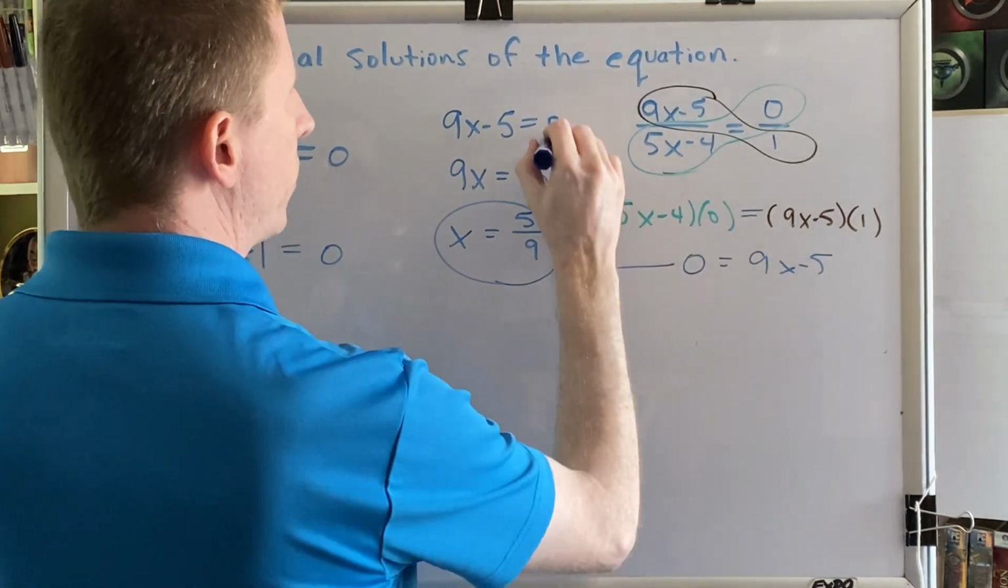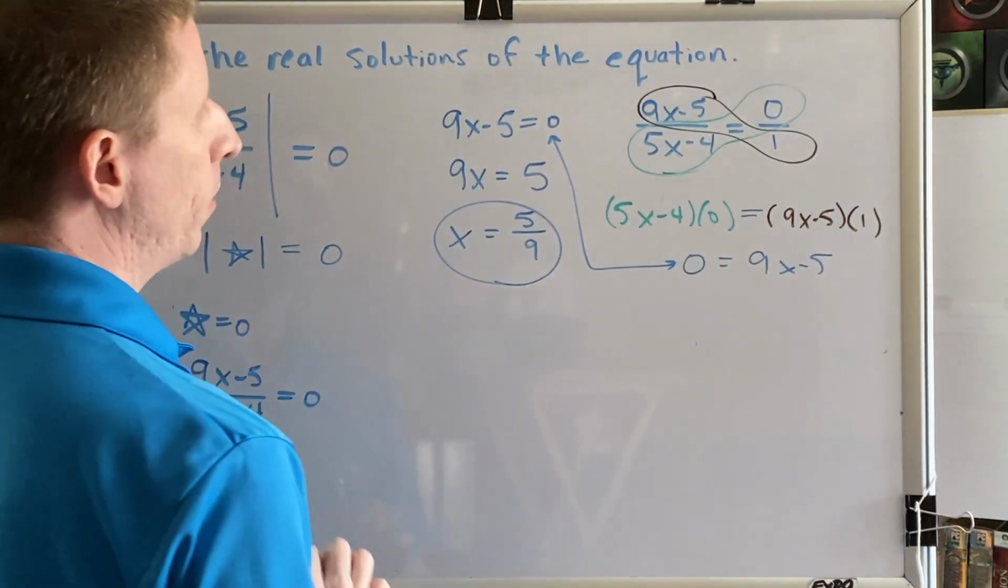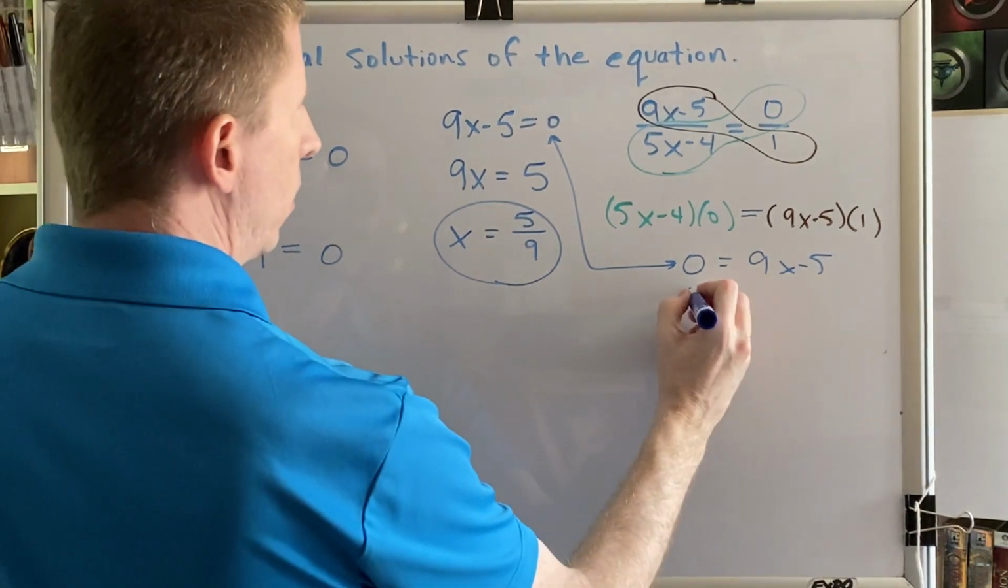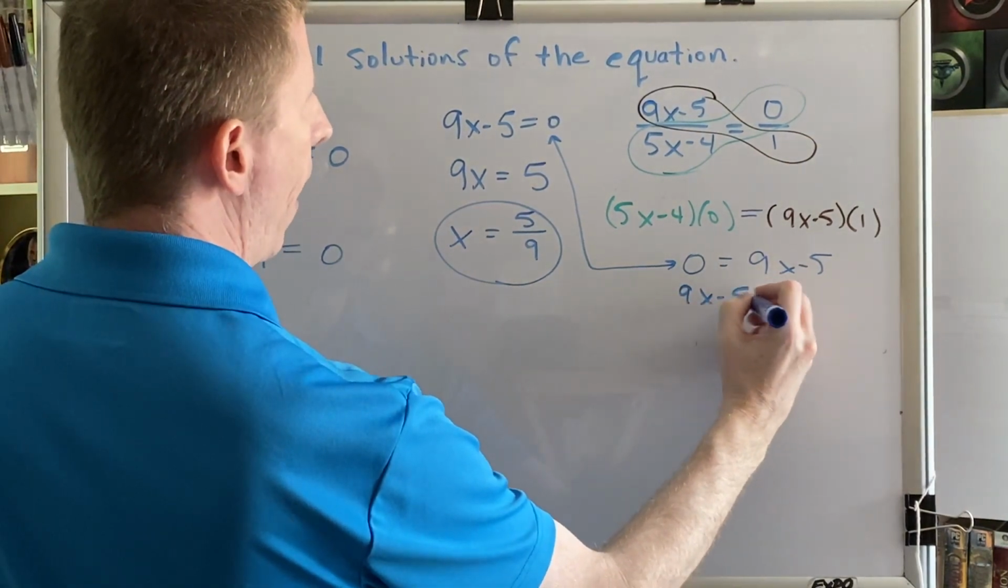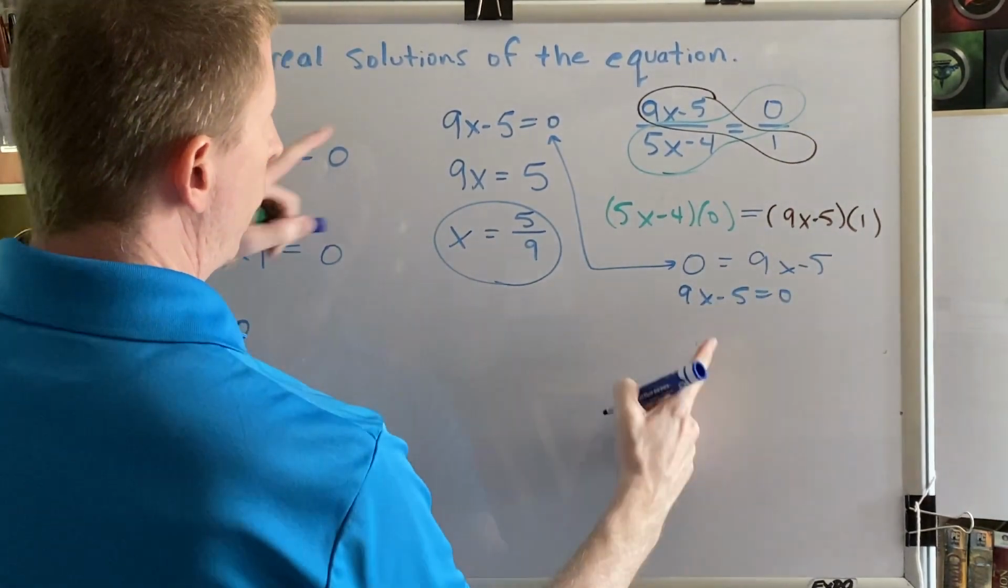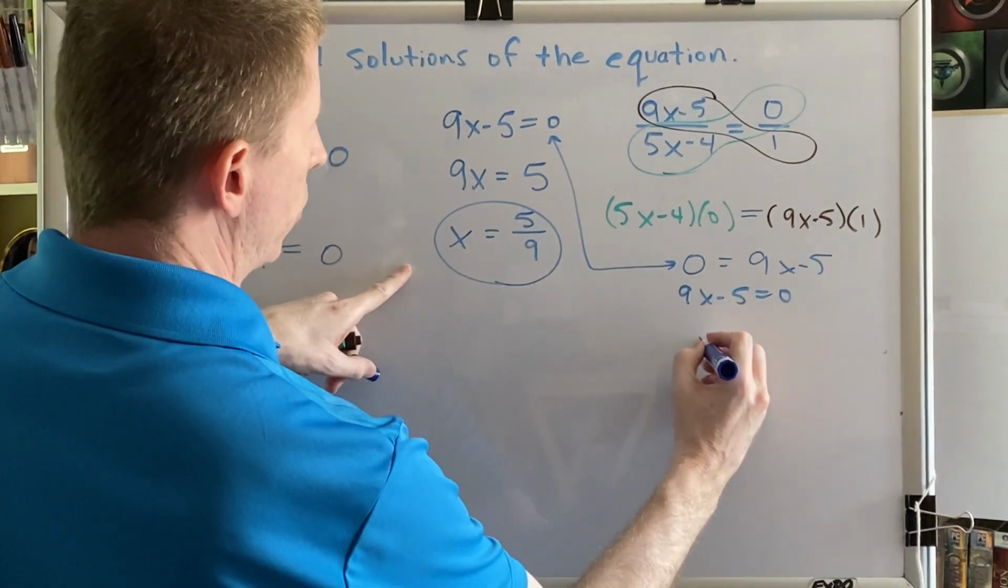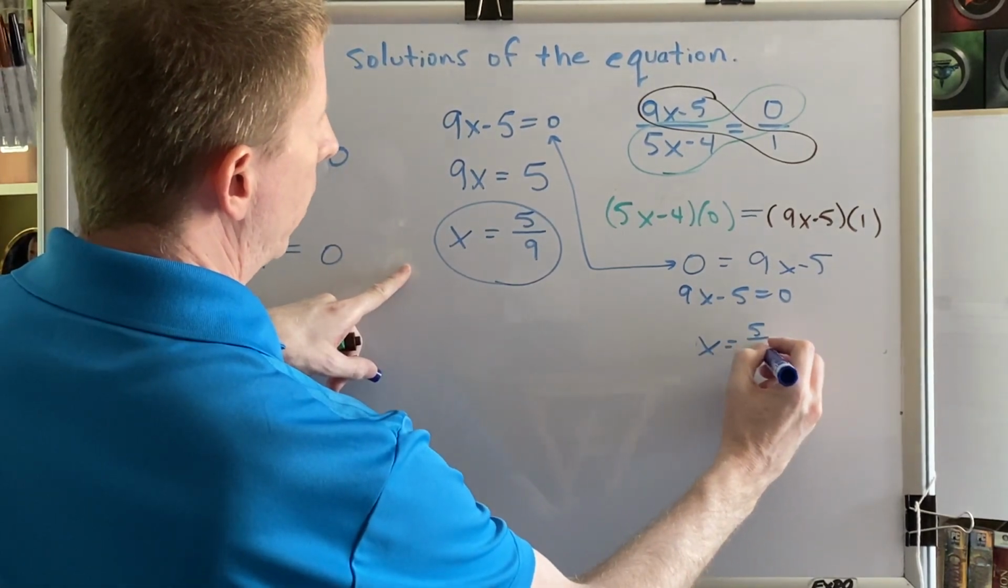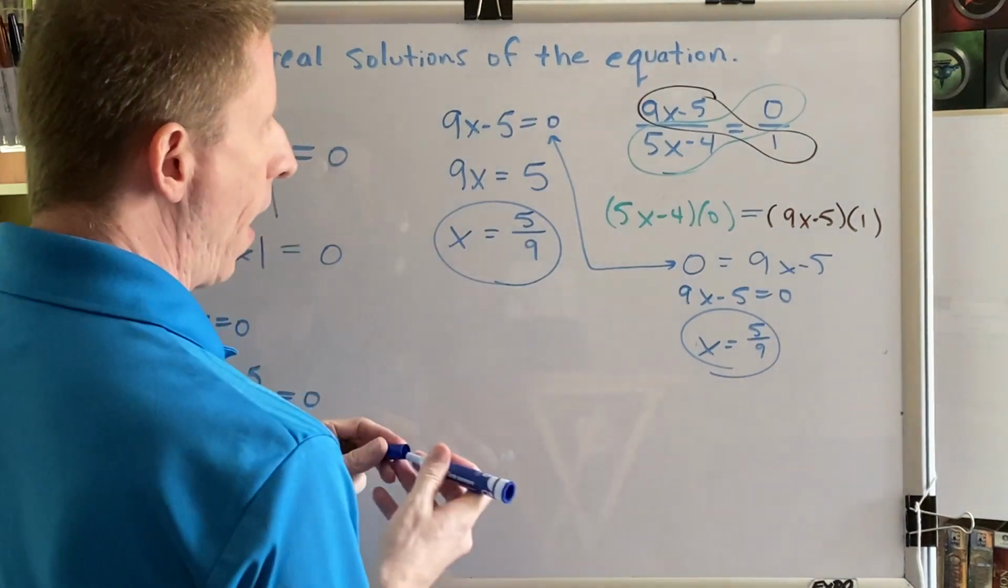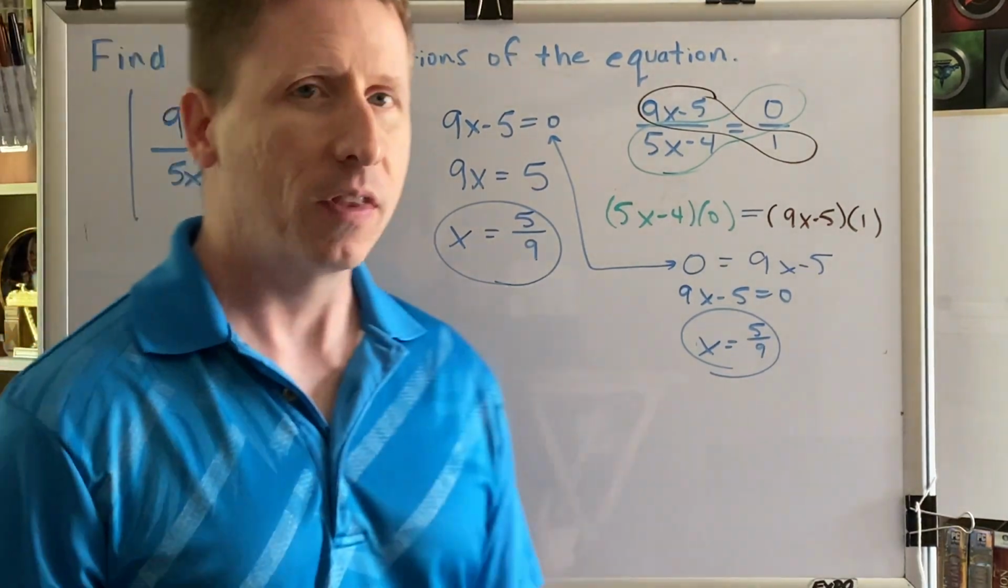Notice that we now have the same equation that we had simply by understanding fractions. 9x minus 5 equals 0. And of course, since the equations are the same, the solutions will also be the same. Therefore, we now have x equals 5/9. This completes this problem.